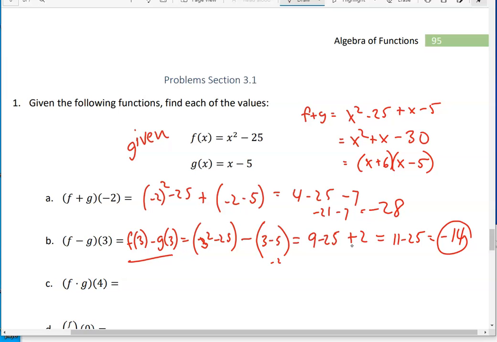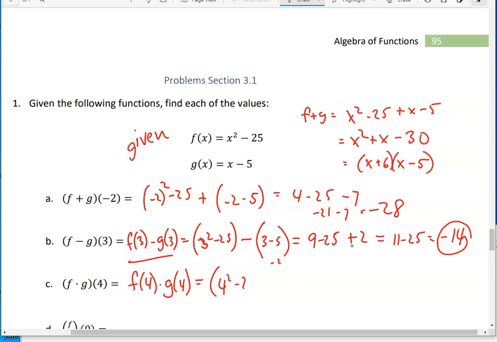How about f times g of 4? Well, f of 4 times g of 4 equals 4 squared minus 25 times 4 minus 5. Well, this simplifies to negative 1. And 16 minus 25 times a negative 1. Well, 16 minus 25 is a negative 9. So negative 9 times negative 1 equals 9.